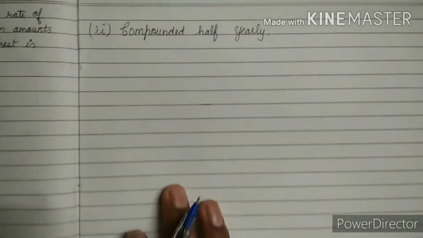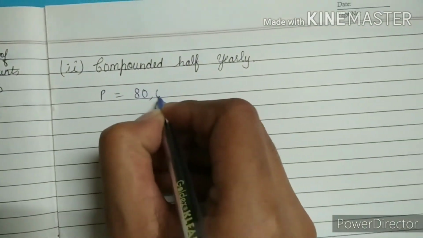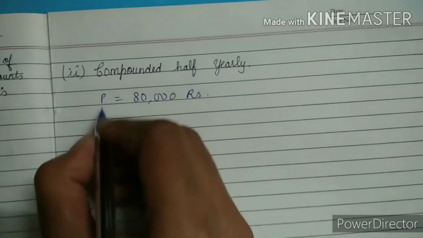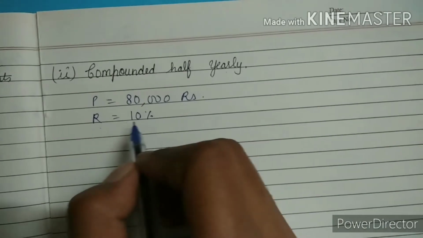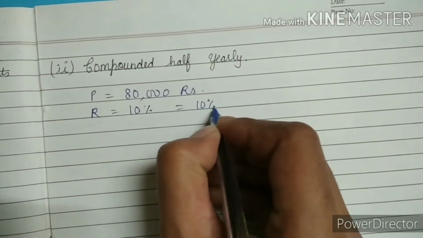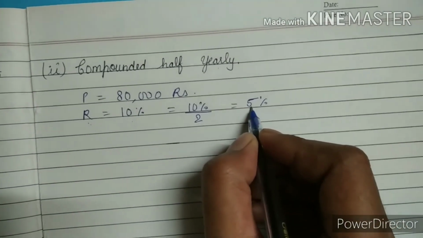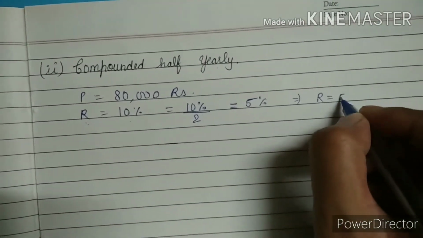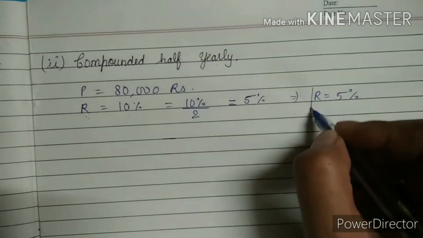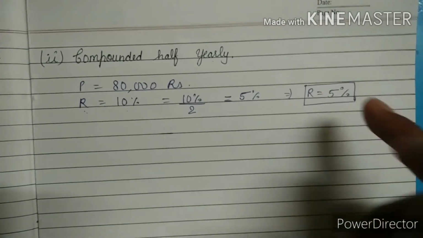One more case in this question, that is when compounded half yearly. So same principle is also coming here, 80,000 rupees. Rate of interest is 10%, but the case is given as rate of interest compounded half yearly. It means we have to divide 10 by 2 and it will give the rate of interest as 5%. So we have to put rate of interest as 5%. Always when you are taking the rate of interest as changed, at that time put it into a box. It will remind you what you have to put.